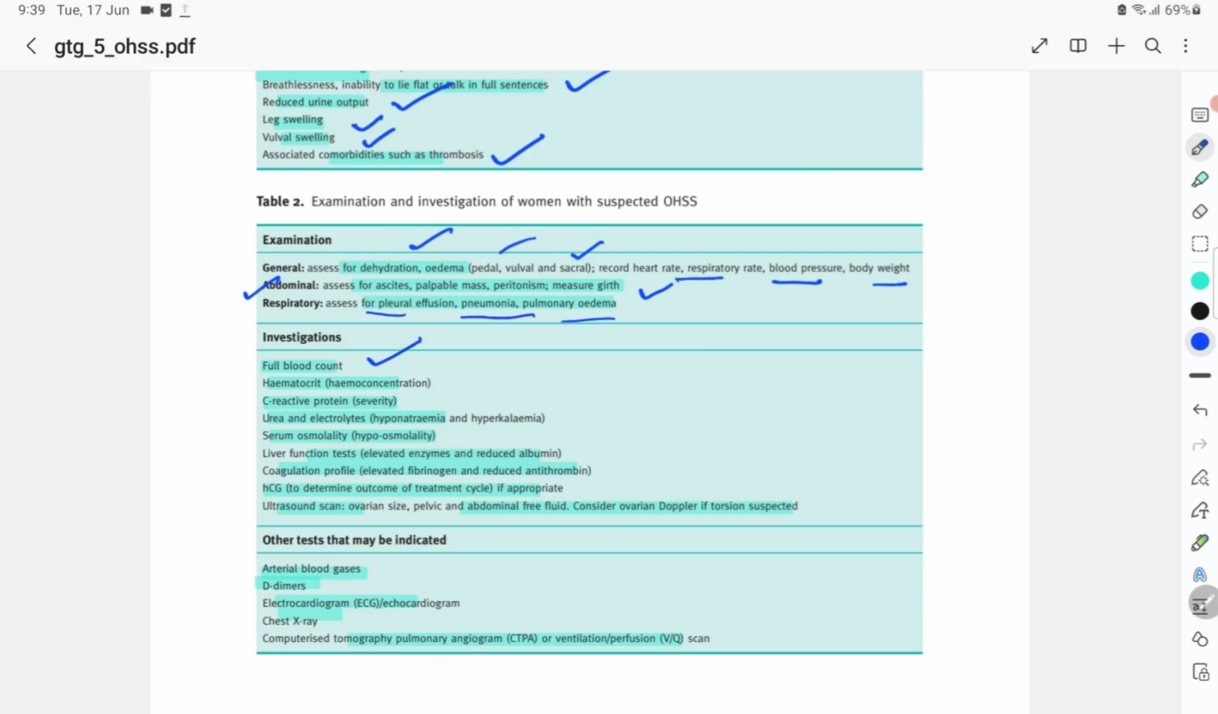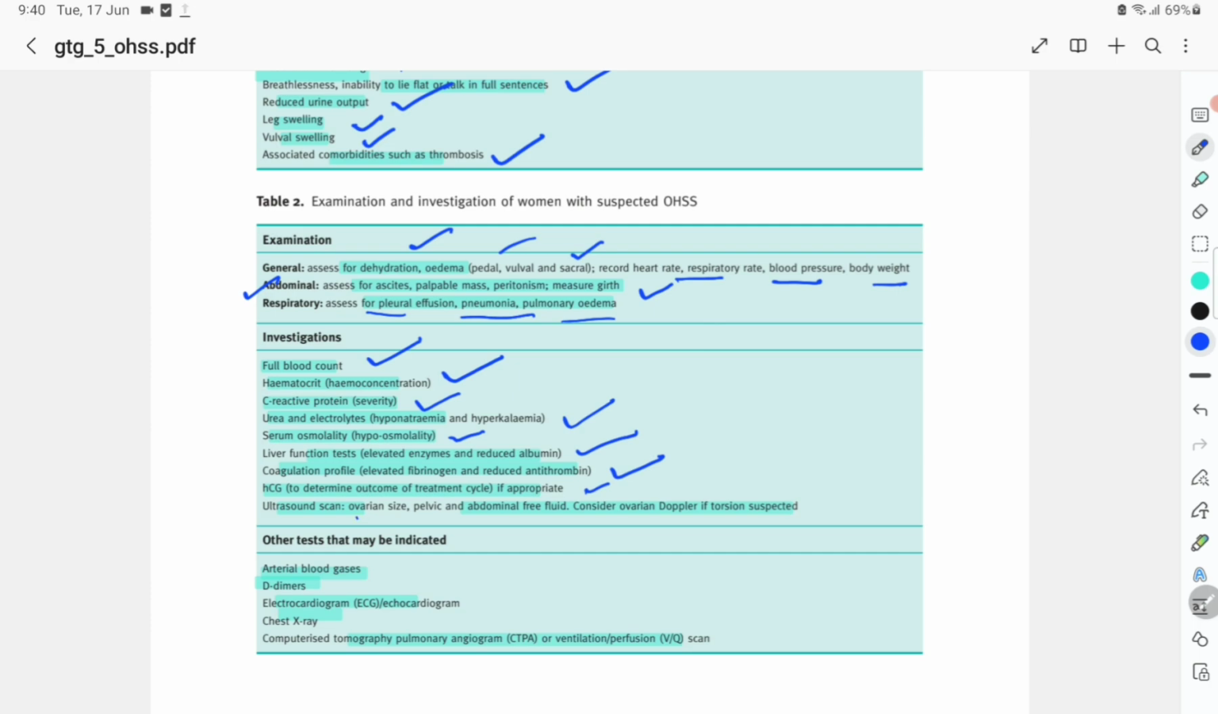Investigations: full blood count, hematocrit to show the hemoconcentration, because there will be third space collections that cause dehydration, and hemoconcentration; the hematocrit level will rise significantly if there are severe third space collections. C-reactive protein to see the inflammatory status. Urea and electrolytes, because there will be hyponatremia because of fluid loss, and hyperkalemia. Serum osmolality is also low because of the third space collection. Liver function test to see reduced albumin and liver enzymes, and a coagulation profile: elevated fibrinogen, reduced antithrombin. HCG to monitor the response to treatment.